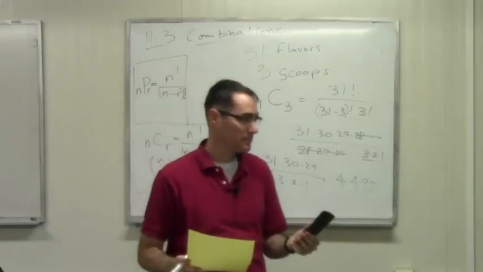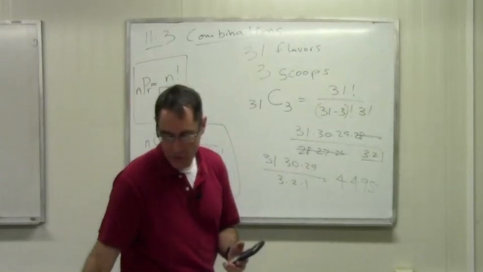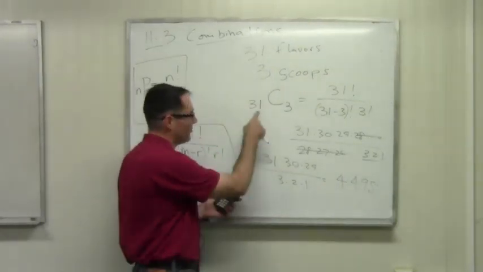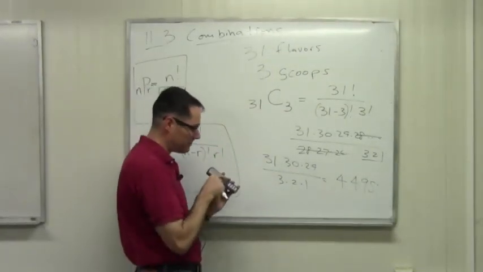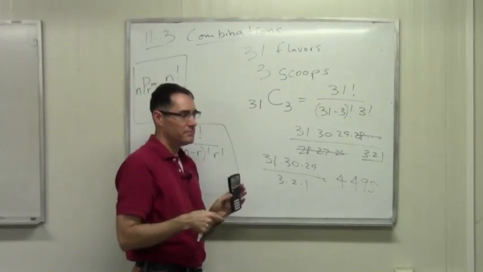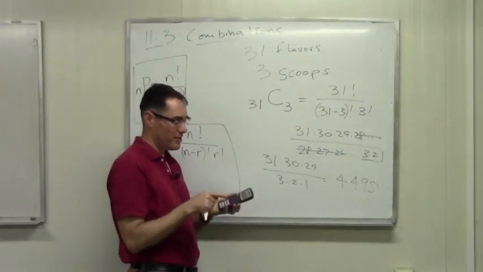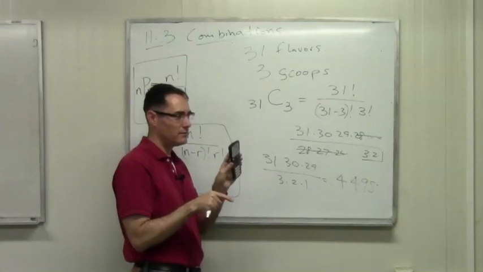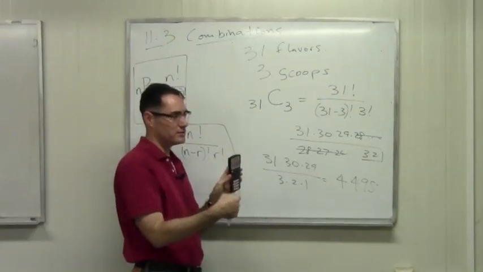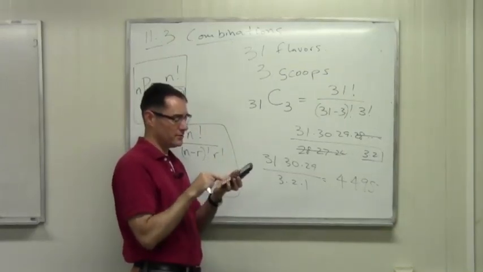How did you do that again? Okay. You do 31, and then there's a little PRB button. Then you hit PRB, and then you select the nCr. You move the little arrow keys, hit enter, and then hit 3.